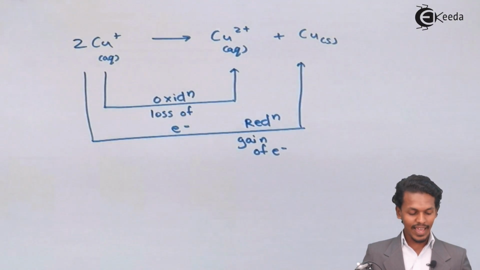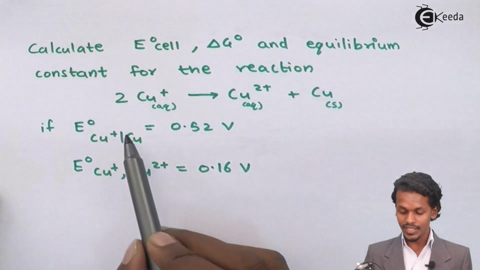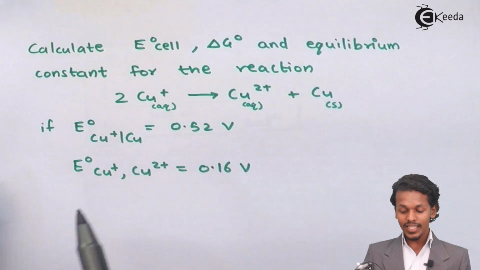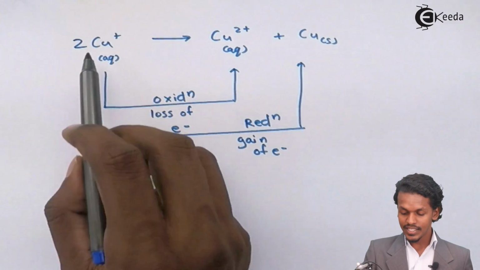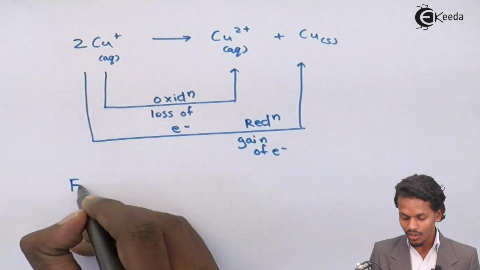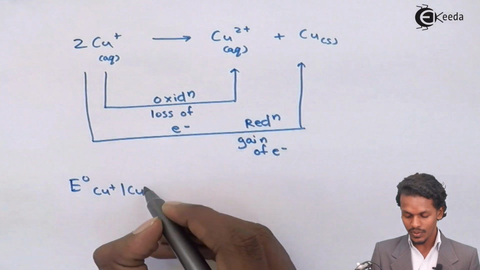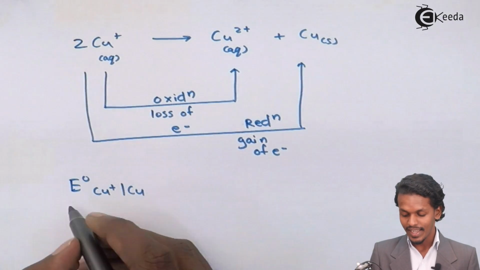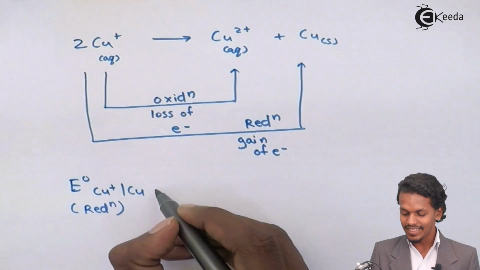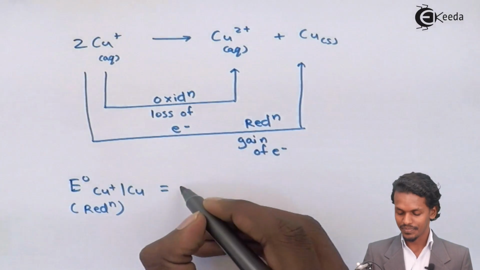In the question, Cu plus is converting into Cu. So the E naught of Cu plus converting into Cu is showing a reduction process, and hence this is said to be the cathode.